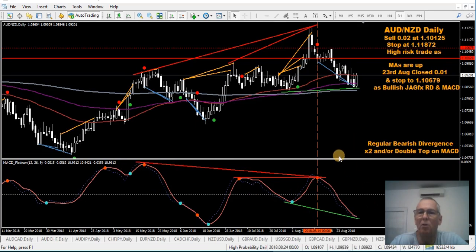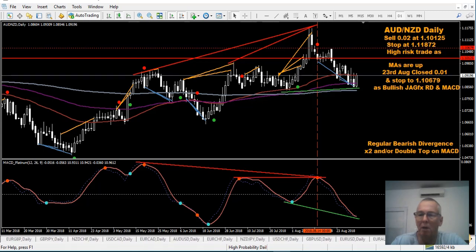And finally, the Oz New Zealand, in a sell back here. I think I already closed out half, stops here. Price has come down to the 240 LMA or close to it. We've sort of got this support level here, I guess. It's definitely some bullish divergence there. You could even say it's a double bottom potentially forming. We've got bullish JAGfx RD, so if I've got a buy signal there, I'll be taking it up, probably ditching the sell. So that's it for the high probability trades.